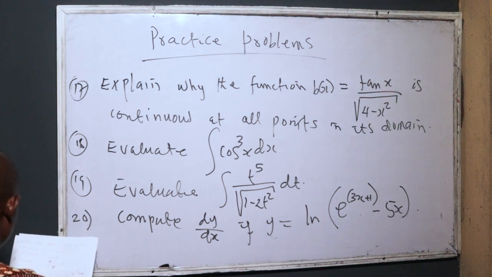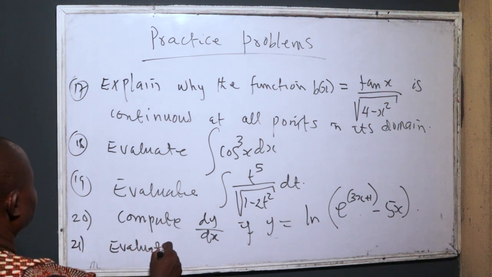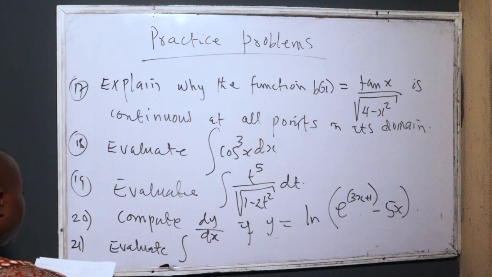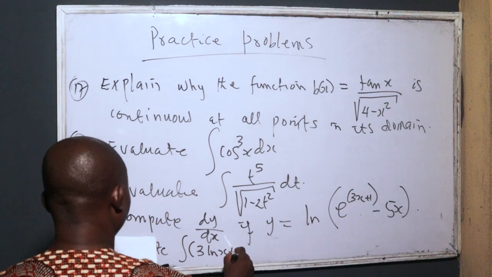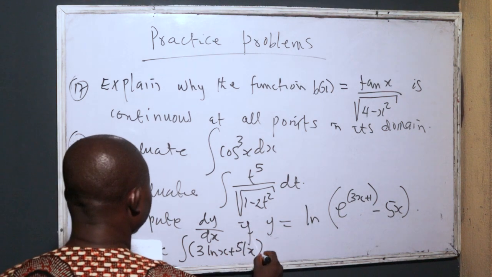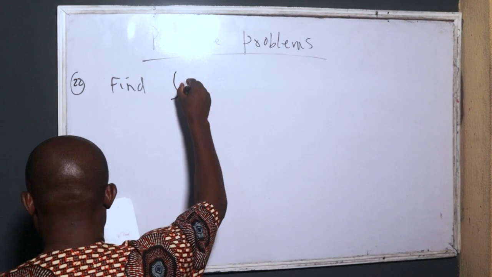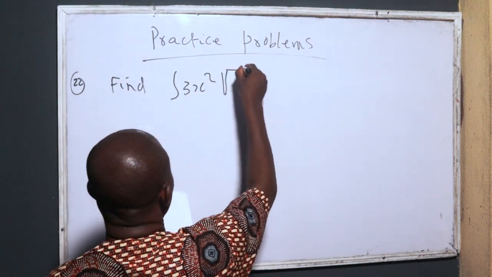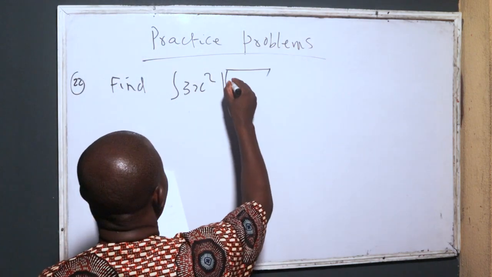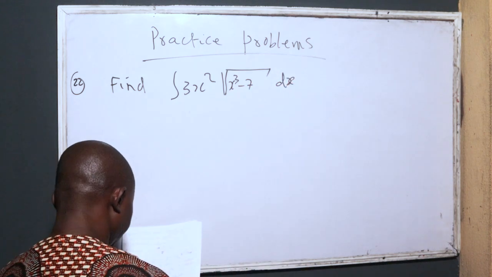And this one says that I should evaluate the integral of 3 ln of x plus 5 over x then dx. Try to compute that integral of 3x squared multiplied by the square root of x raised to the power 3 minus 7 and then dx.